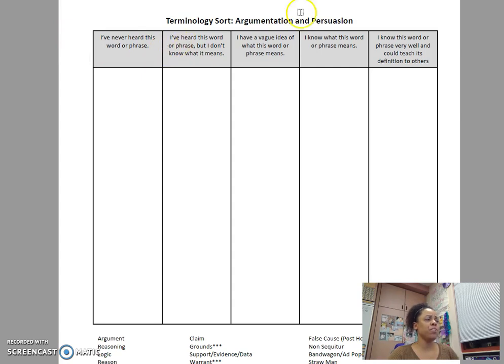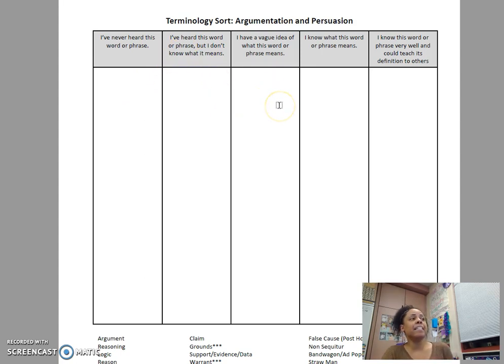And essentially what you're going to do is categorize the words below into one of these columns, okay, right above the word list. So let's say, for example, you get the word non sequitur. Okay, it's a type of logical fallacy. I kind of gave you information already. So let's say, oh, yeah, I have no idea what this word or phrase is. Then you would write that word right here. If you kind of know it, or maybe you've heard of it, but you couldn't tell me what it meant, then you would put it here.